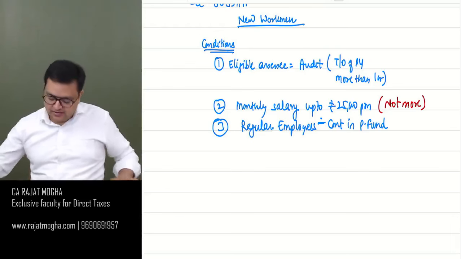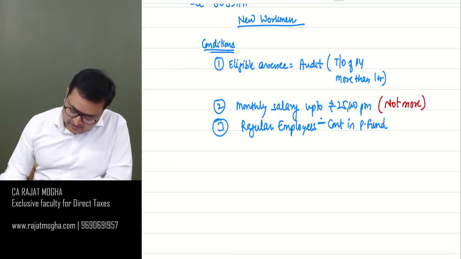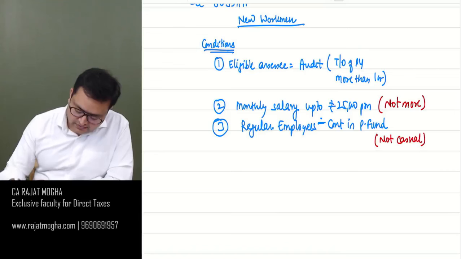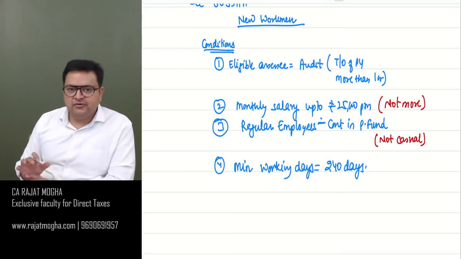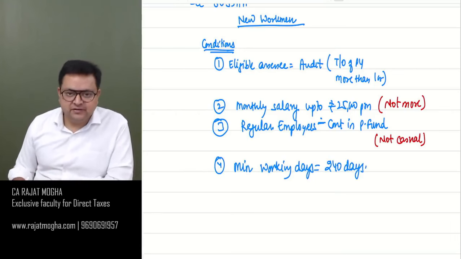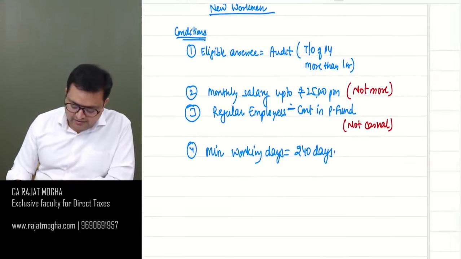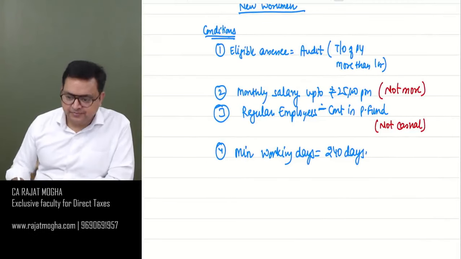Now, not casual. They should not be casual. Fourth, minimum working days should be 240 days. If they have worked for less than 240 days, then you will not give the deduction this year. So minimum working days should be 240.